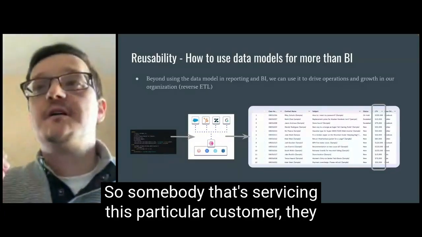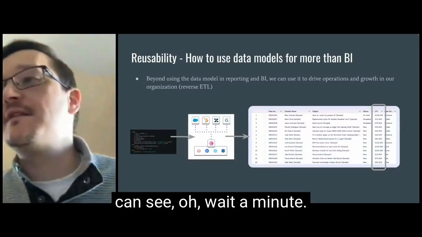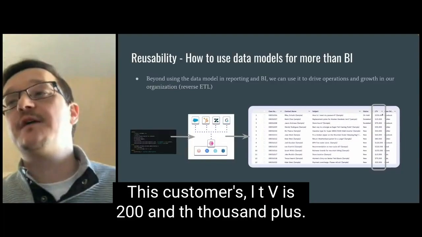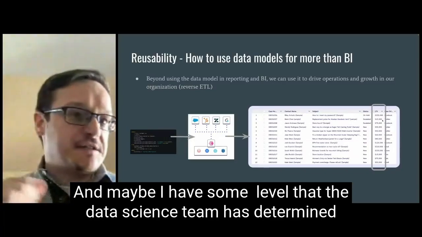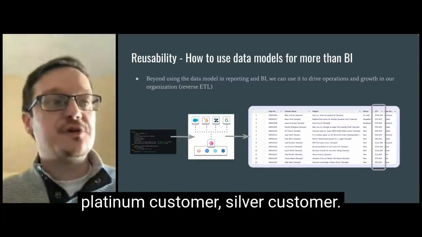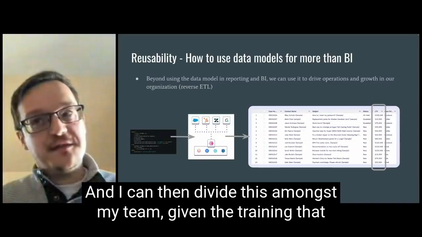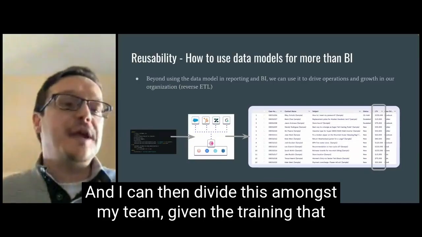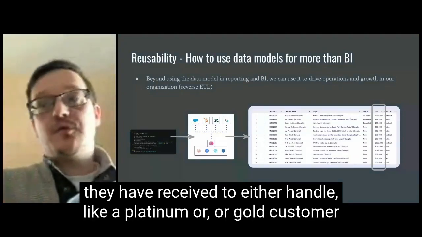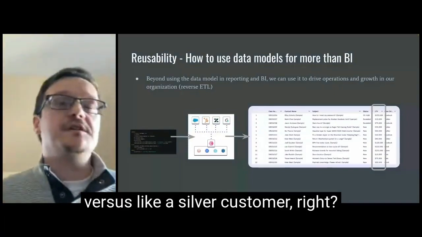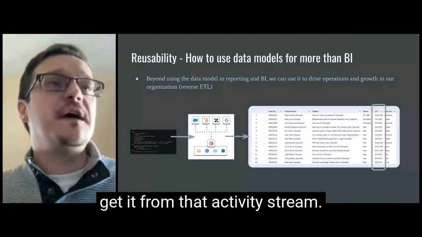So somebody that's servicing this particular customer, they can see, oh, wait a minute, this customer's LTV is 200,000 plus. And maybe I have some kind of level that the data science team has determined, like platinum customer, silver customer, gold customer, et cetera. And I can then divide this amongst my team given the training that they have received to handle a platinum or gold customer versus a silver customer, right? So this is very, very useful, and you can get it from that activity stream.